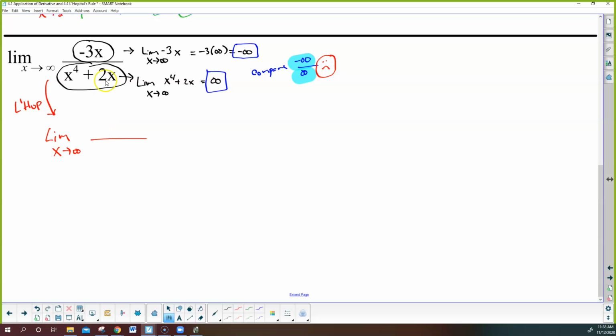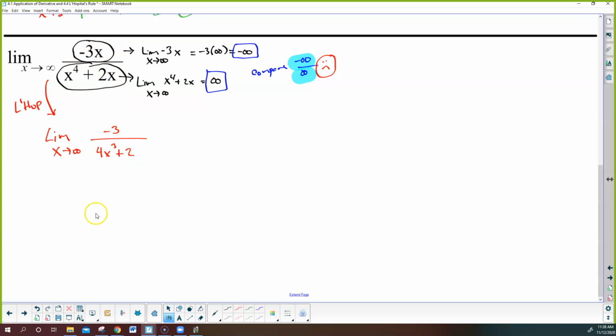So the derivative of negative 3x is negative 3. The derivative of x to the fourth is 4x to the third. And then the derivative of the 2x is just 2. Notice, by taking the derivative of polynomials, you're reducing out a degree of x each time.